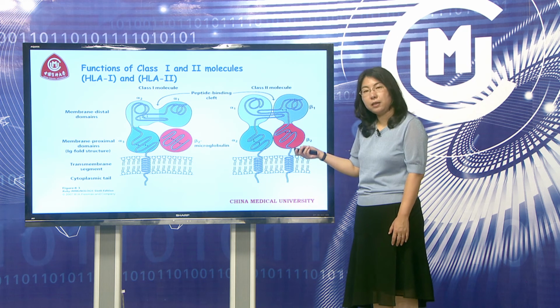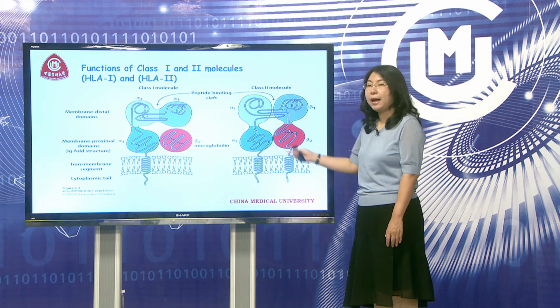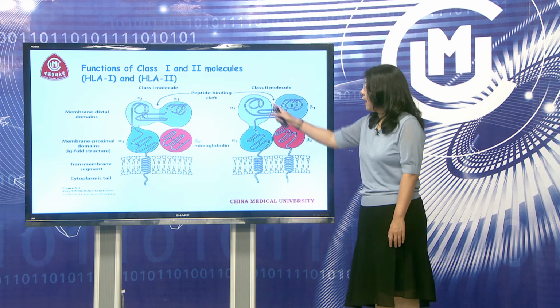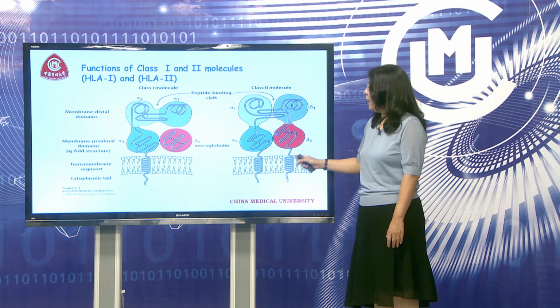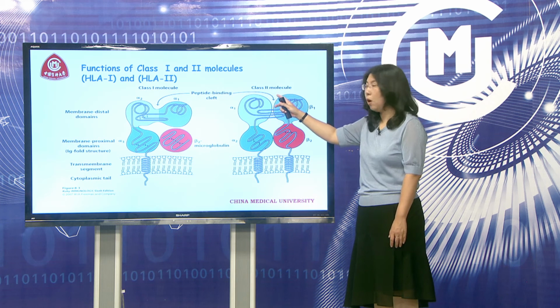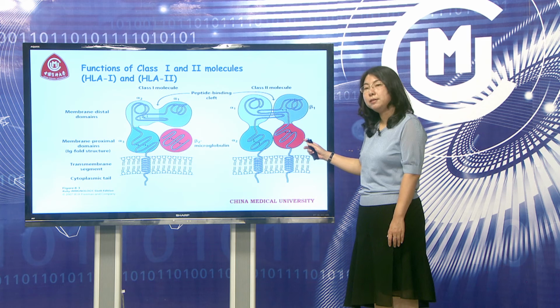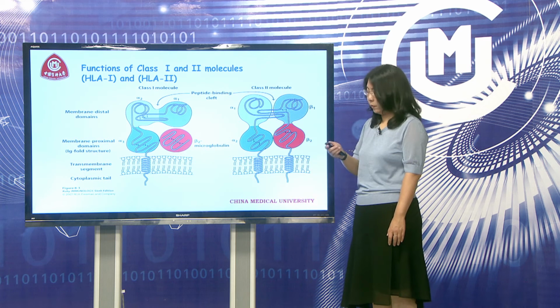with CD8 molecule. And this class 2 molecule is a dimer. They have 2 chains, alpha chain and beta chain, and the alpha 1 and beta 1 domains present peptide, or present antigen. And this beta 2 domain binds with CD4 molecule.